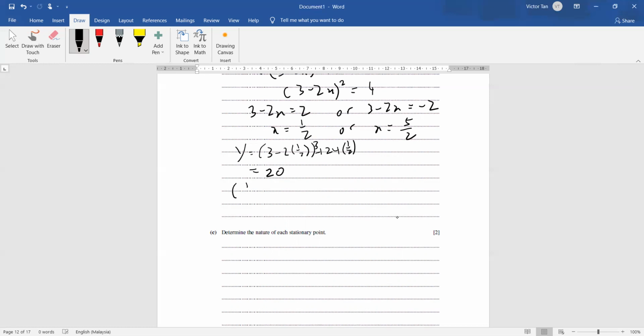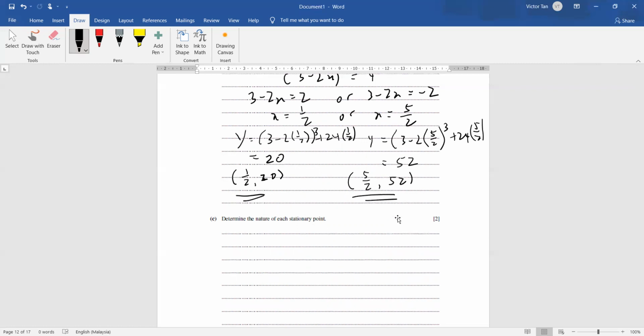So one stationary point is half, 20. The other stationary point: y equals 3 minus 2 times 5 over 2, cubed, plus 24 times 5 over 2. So minus 2 cubed is minus 8 plus 60, so it's 52. So the other stationary point is 5 over 2, 52.